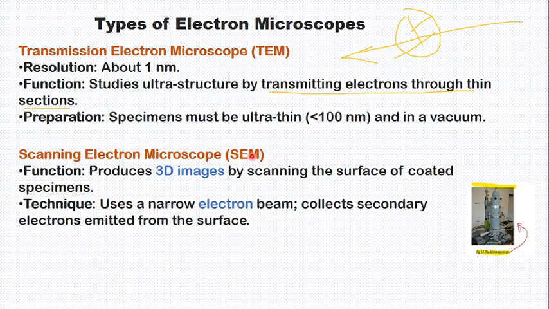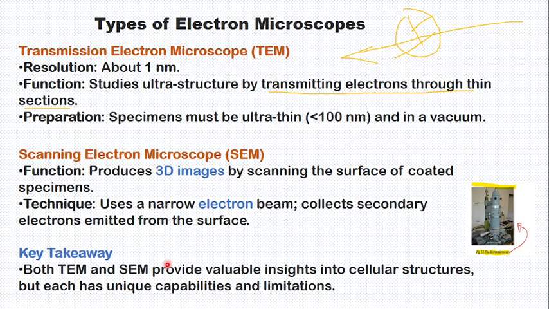That's why scanning electron microscopy gives a 3-dimension image, while transmission electron microscopy gives only a 2-dimension image. The difference here: transmission electron microscopy transmits electrons through the sample, while this one doesn't transmit electrons through the sample, but scans the surface of the specimen. Okay. Now another difference: this one gives a 3-dimension image, while this one is a 2-dimension image. I hope you are understanding those two types of electron microscope.